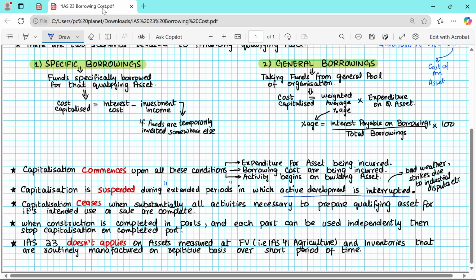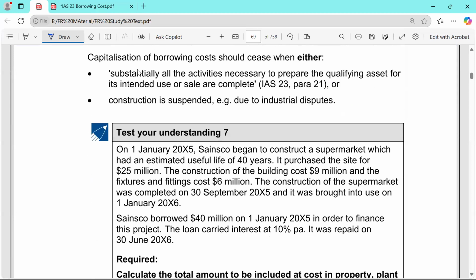But if the inventory is such that it takes a substantial period of time to get ready for its intended use or sale, then you can capitalize it, because then it comes under the IAS 23 criteria. But if inventory is routinely manufactured on a repetitive basis and just for a short period of time, then you do not need to capitalize the borrowing cost. Clear? Okay. Now let's do another question and finish this standard.